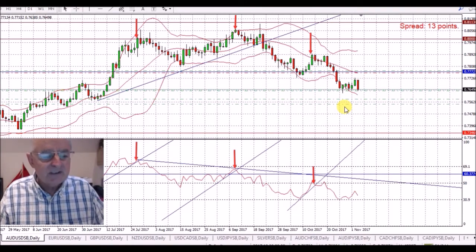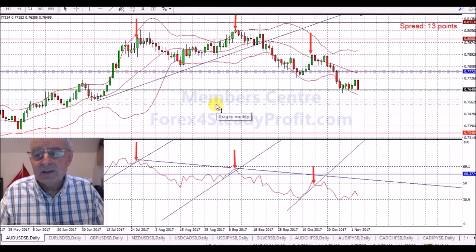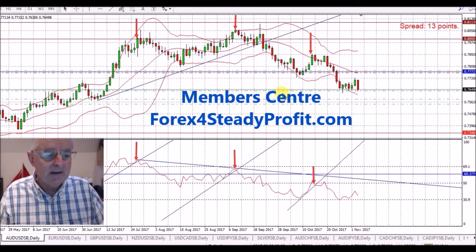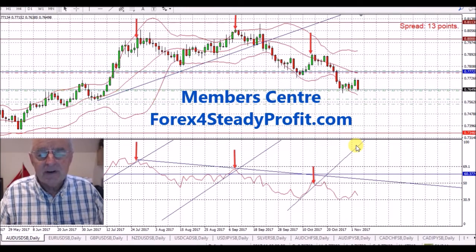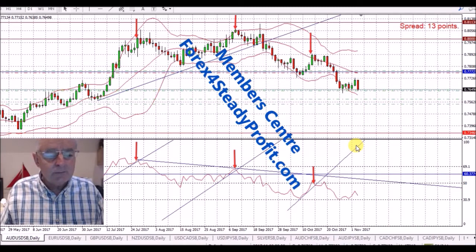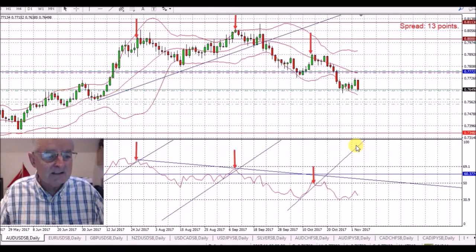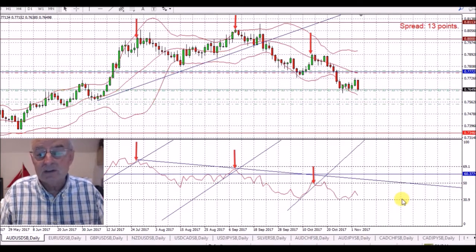On the members center, I do a divergence chart. I've got a divergence calculator which I use on the crosses, and the crosses give us a slightly better result, I believe. But anyway, that's the way I use the CFTC and the RSI combined to give me my entry positions, and we'll be looking at that over the coming weeks.